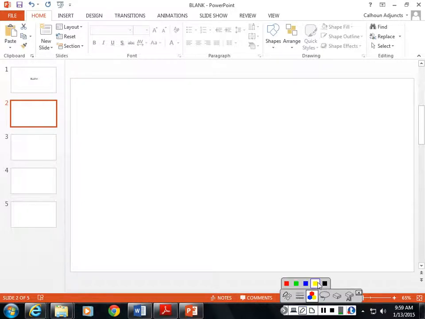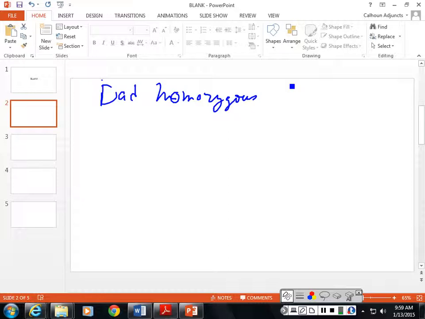And let's say that we know that our dad is homozygous for brown eyes. So what does that mean? Brown is the big B. He's homozygous. That means they're the same. So he has 2 big B's.